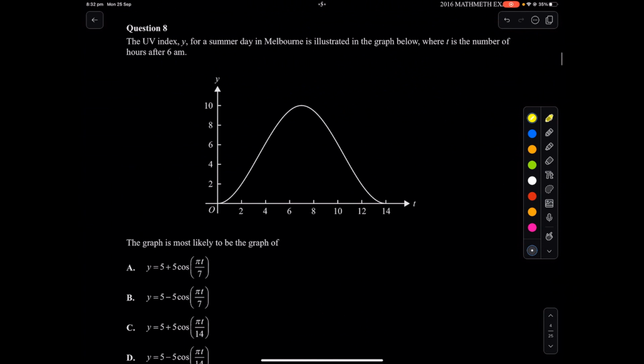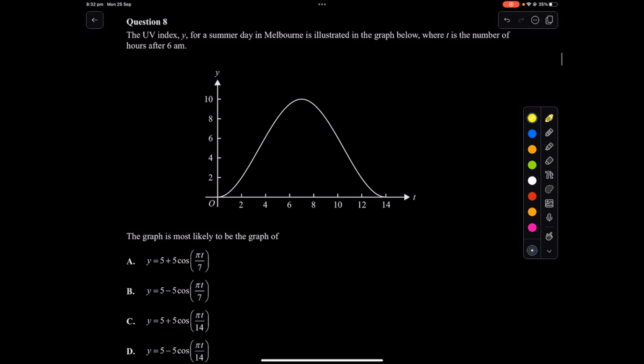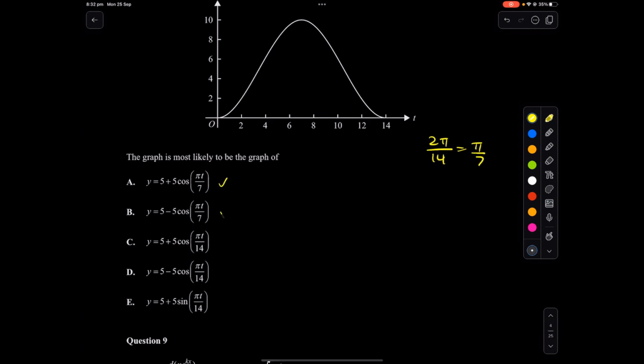Question 8. A UV index Y for a summer day in Melbourne is illustrated in the graph below, where T is the number of hours after 6. The graph is most likely to be what? Okay, let's first find the period. So we can say that 2 pi over 14 is pi over 7. So which one has pi over 7? This one. All the other ones don't have it.